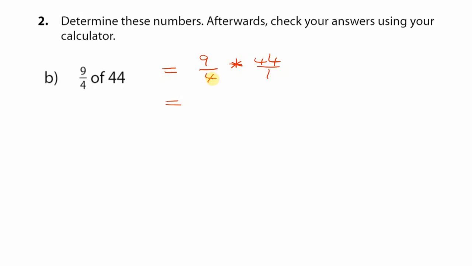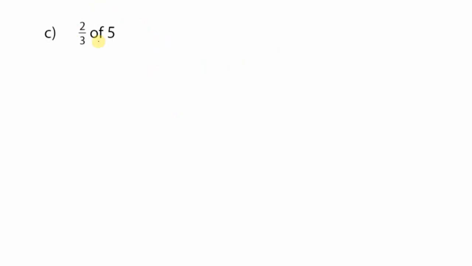Now let's see if we can cancel some stuff. 4 can go into itself once, 4 can go into 44 11 times. Multiply tops, 9 times 11 is 99. Multiply bottoms, 1 times 1 is 1. 99 divided by 1 is in fact simply 99. I'm going to give you the opportunity to try number C, giving you a bit of time. As a hint, replace "of" by multiply.